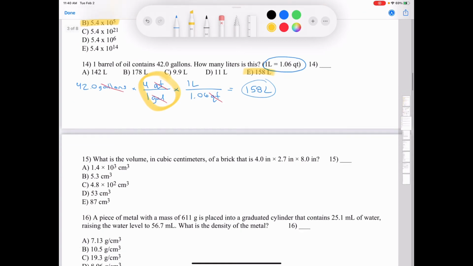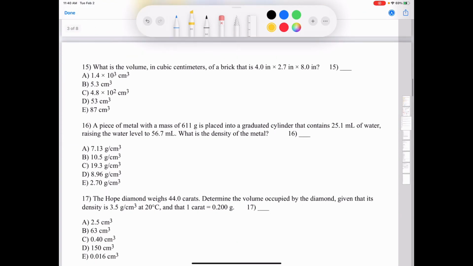All right, let's move on to number 15. Question 15 says, what is the volume in cubic centimeters of a brick that is 4 times 2.7 times 8 inches total for each side? So what are we going to do? The first thing I would do is calculate the volume of the brick in inches cubed, and then I would take the number of cubic inches and convert that into cubic centimeters.